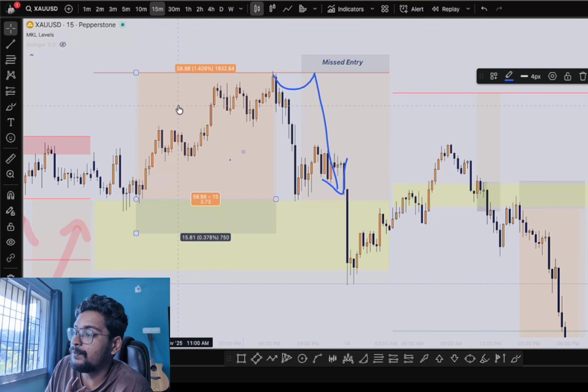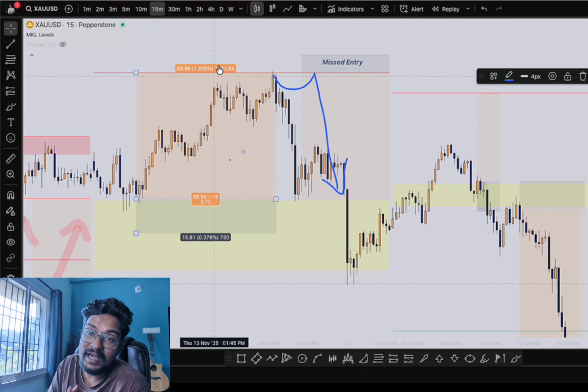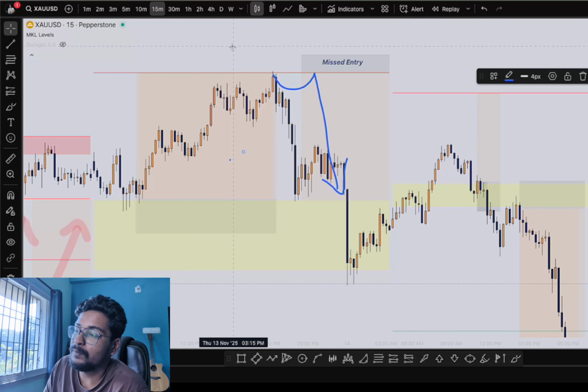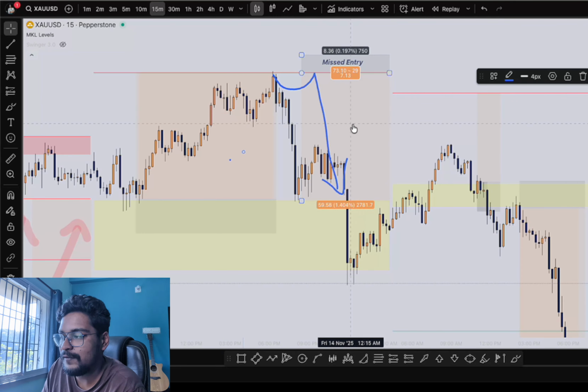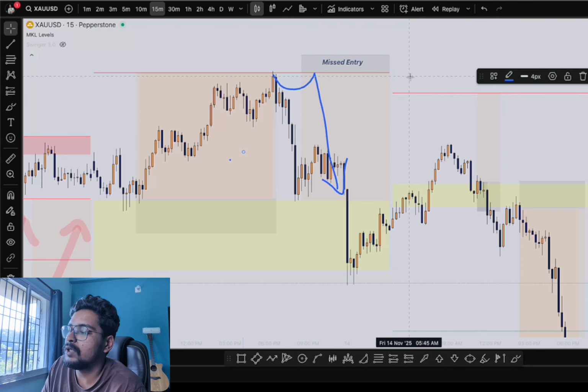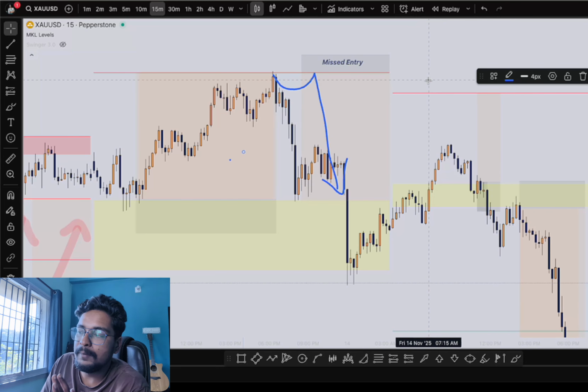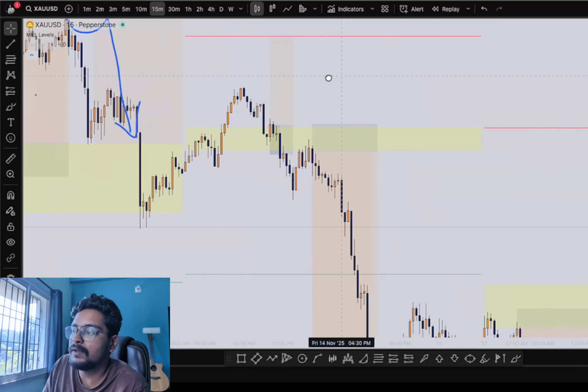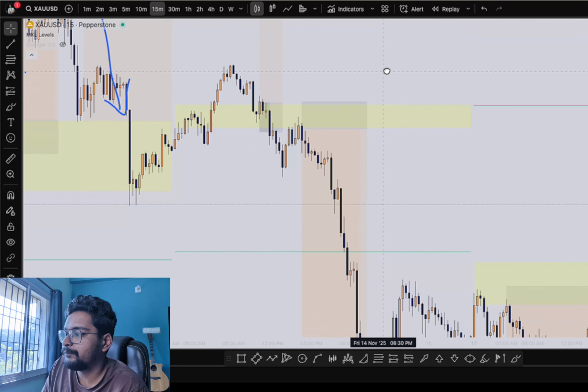I am up, how much? 589, which is, I am up 590 pips for the day. Why would I need more? I do not need more, man. I'm very happy. This would have been a very bonus trade for me, but that's completely fine. A missed entry is a missed entry. Don't overthink about it. All right.